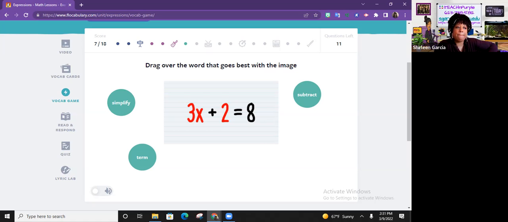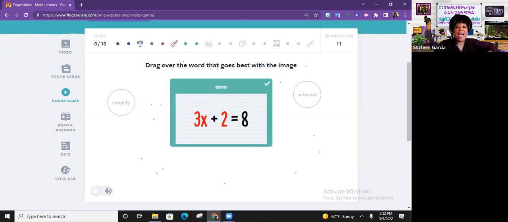3x and 2. Yes, yes, yes, yes. The 3 is the coefficient, the x is the variable. 3 and 2 are constants, but they're both called terms. Yes.